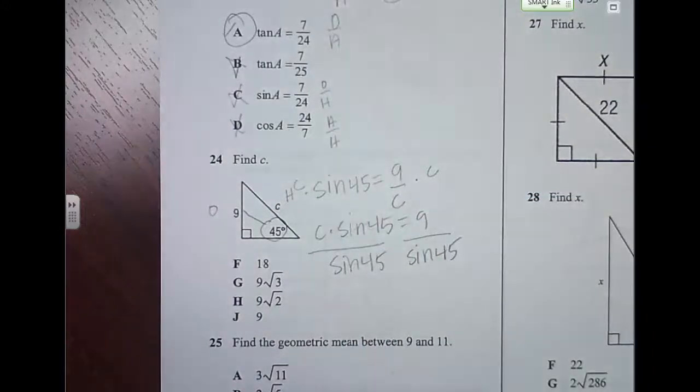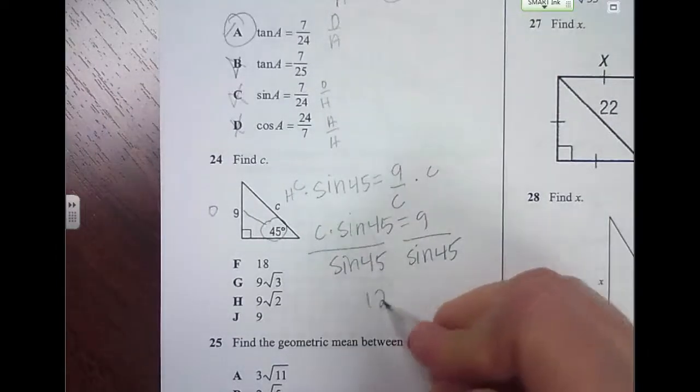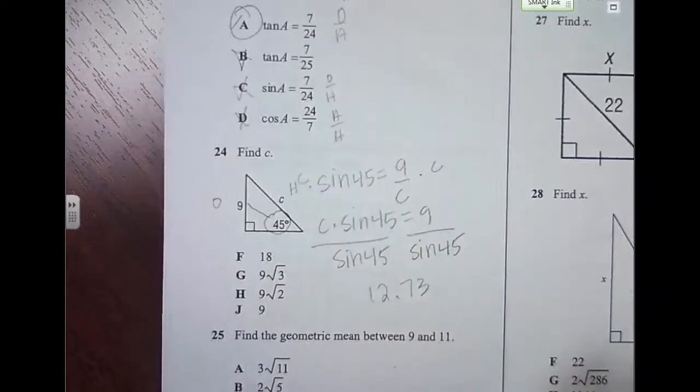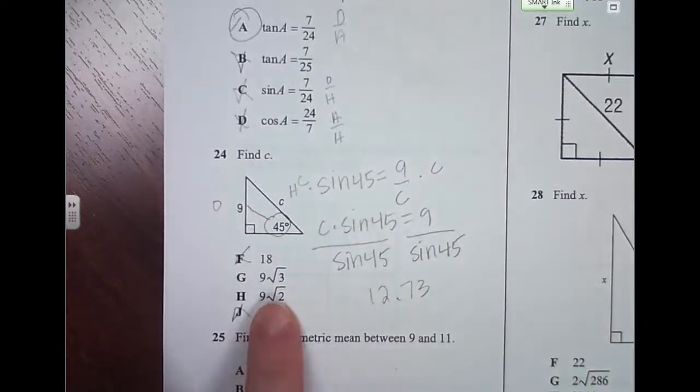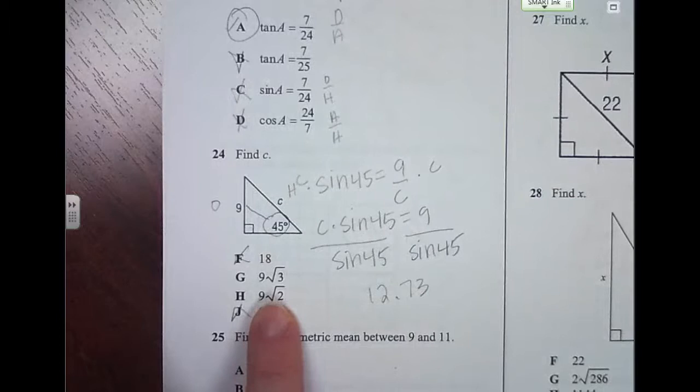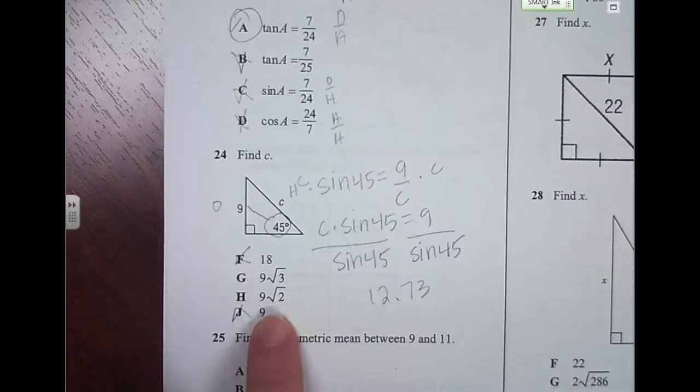So put that in your calculator. 9 divided by sine 45 gives us 12.73. And again, if you have radicals over here, you know it can't be 18 and 9, so put these in your calculator. 9 square root 3 is 15.6. 9 square root 2 is 12.73, which is what we got.